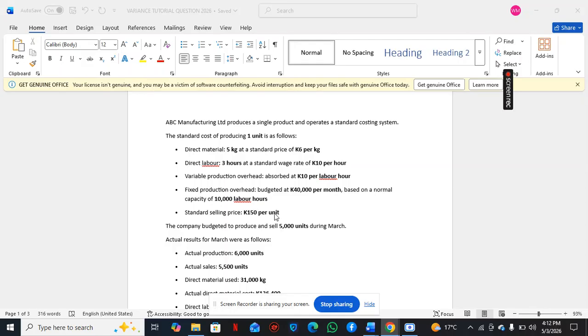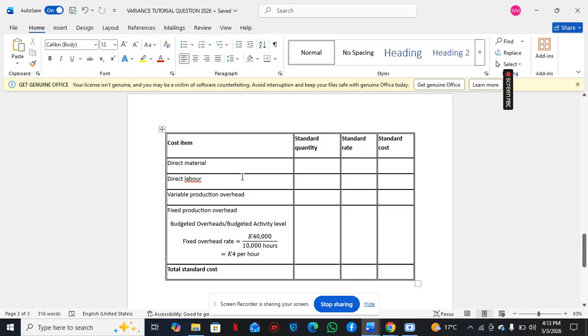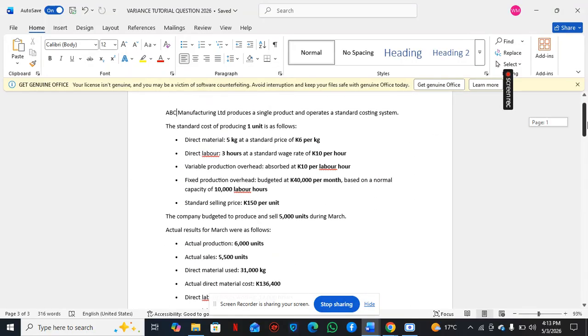So here we're just focusing on creating the standard cost card. All right, this is the benchmark that we're going to be using for our variance analysis to see if we did better or worse in terms of efficiency, or did we spend more or less in terms of cost, or did we make more money or less money in terms of sales. Okay, so using this information, this is how our standard cost card will be. Let me just bring the information here so that it's nearby.